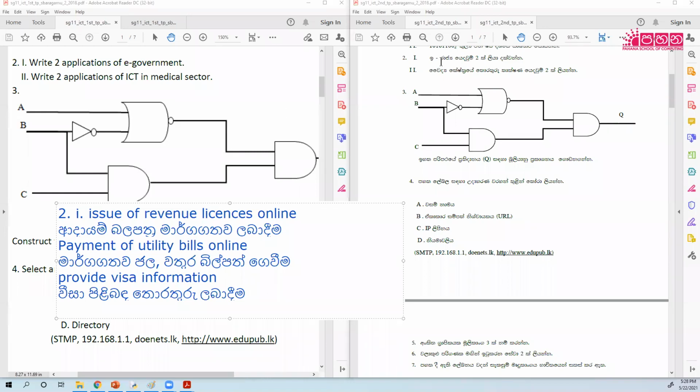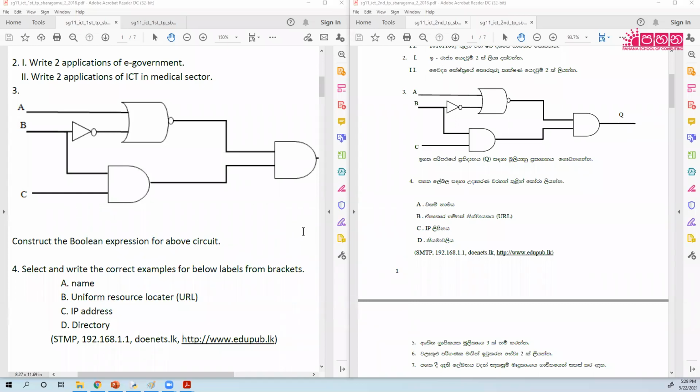Okay, good. Let's move to the next one. Write 2 applications of ICT in the medical sector. Right. Can you quickly tell me, what are the applications in the medical sector?